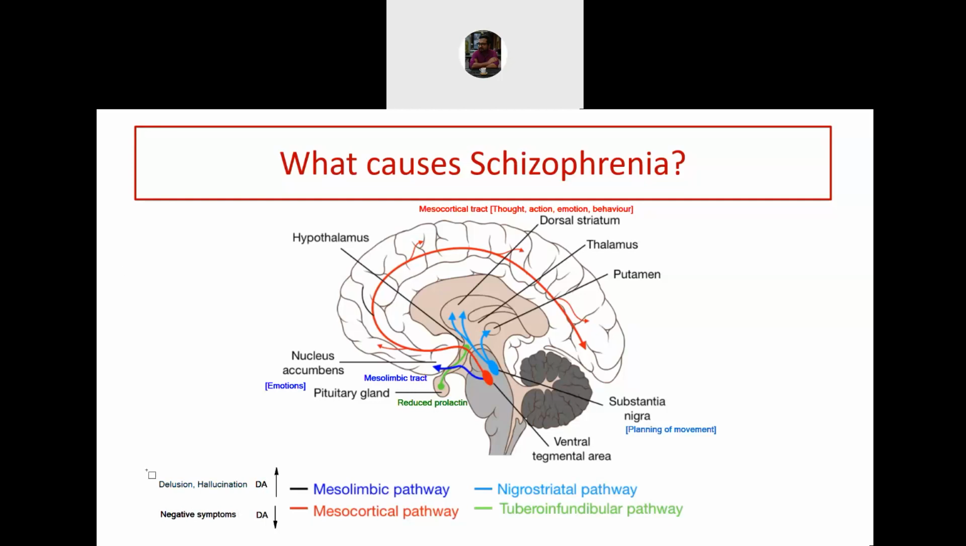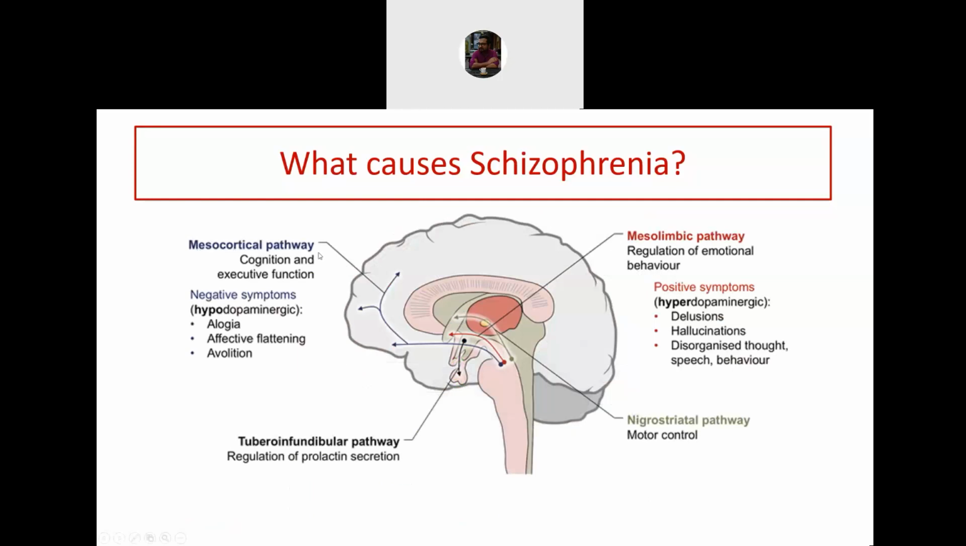Because the most common features are delusion and hallucination, the most common drugs that treat schizophrenia symptomatically are all antidopaminergic drugs. But in very selective cases, we need to increase dopamine in the mesocortical pathway to treat the negative symptoms also, which we shall discuss later.